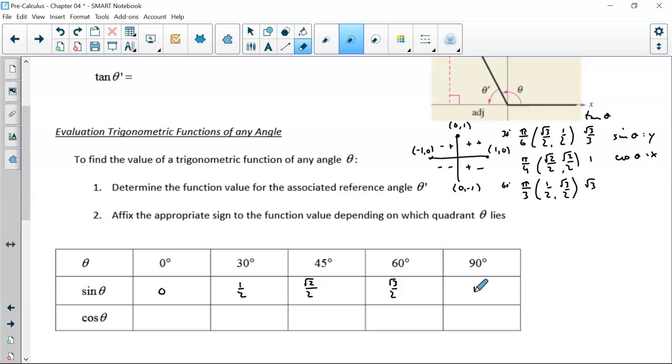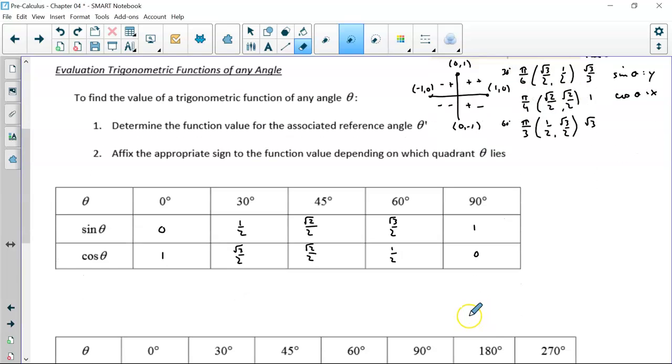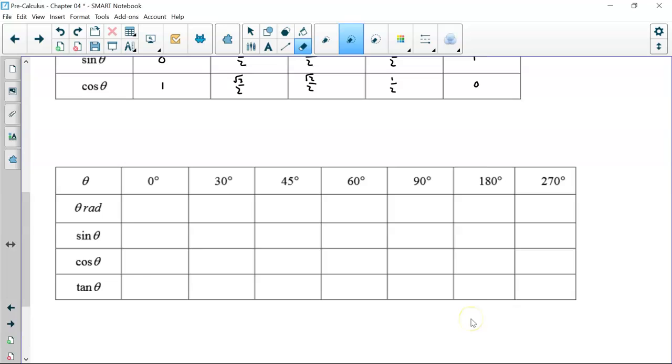And our cosine of 0, it's the x-coordinate, it's 1. For 30, it's root 3 over 2. 45, root 2 over 2. And 60, it's the 1/2. And then for 90, it's going to be 0. You can fill in those values pretty quickly.